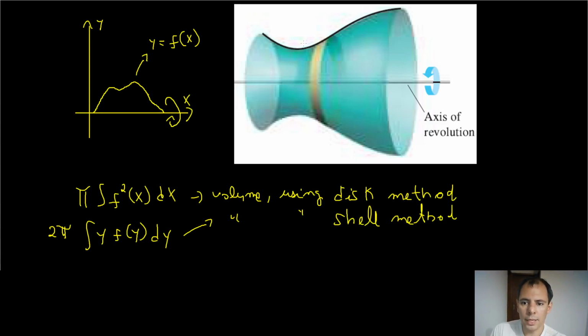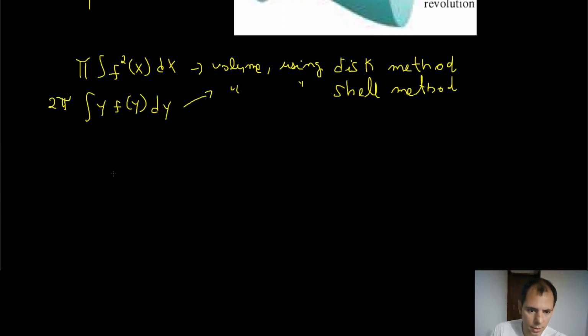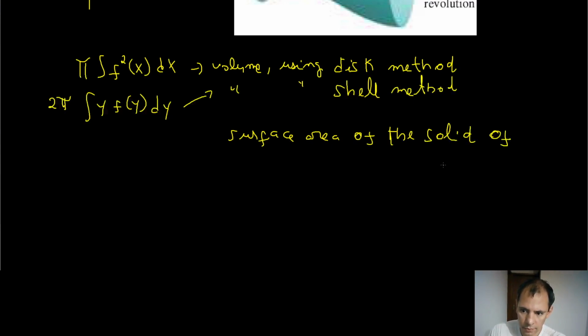Now, if we're going to calculate just the surface area of the solid of revolution, then we just care about the surface. We don't care about the inside space, all right? So what is it going to be? Well, if it's just the surface area of the solid of revolution, I'm going to put it like here.